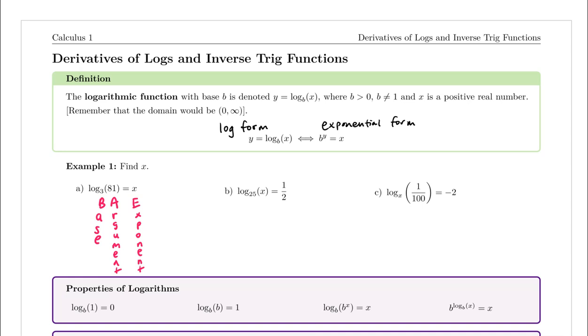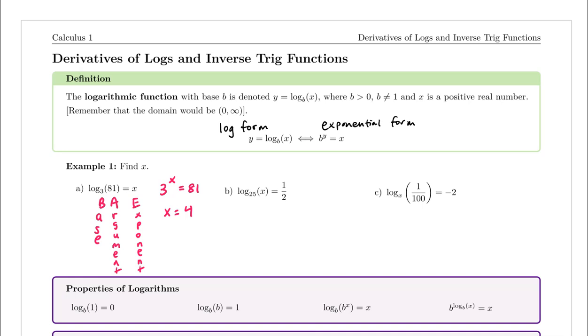So example 1 says find x. We'd like to take log base 3 of 81. So if I can rewrite this in exponential form using this acronym BAE, that gives me that 3 to the power of x is equal to 81. And the value of x that makes this statement true is x equals 4 because 3 to the 4th power is equal to 81.